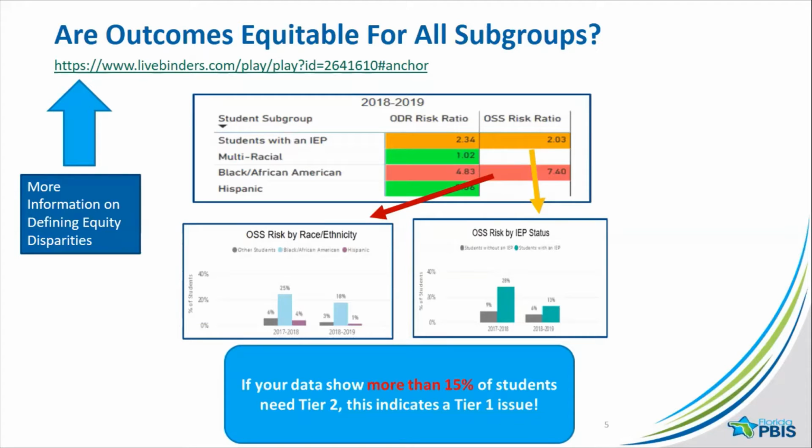And we would continue to look at those who are having disproportionate outcomes, with possibly some of our tier 2 or 3 enhanced supports. So just a quick example of how you can look at equity using some of the existing data you do have available to you. And again, go to that LiveBinder link if you'd like to see more information on interpreting this data.